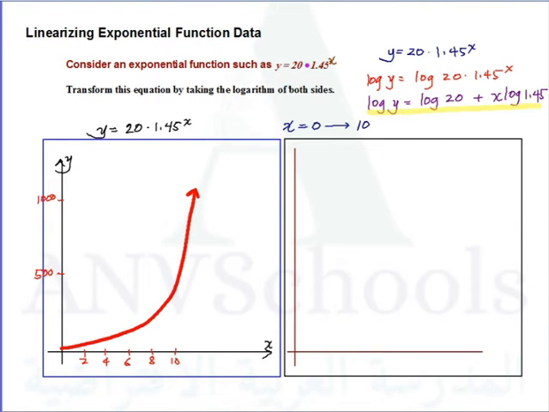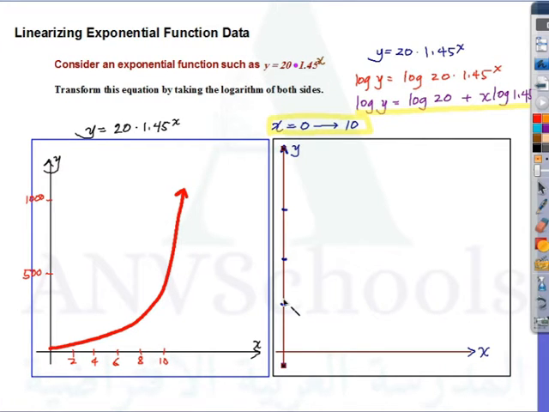So let's say my domain is from 0 to 10 this time. Okay, so from 0 to 10. Then I will have a graph which is actually, so if this is my 1, 2, 3, and so on, this is your y-axis and this is the x-axis. Okay, then we will have a graph which is straight. So our graph would be something like this. Okay?